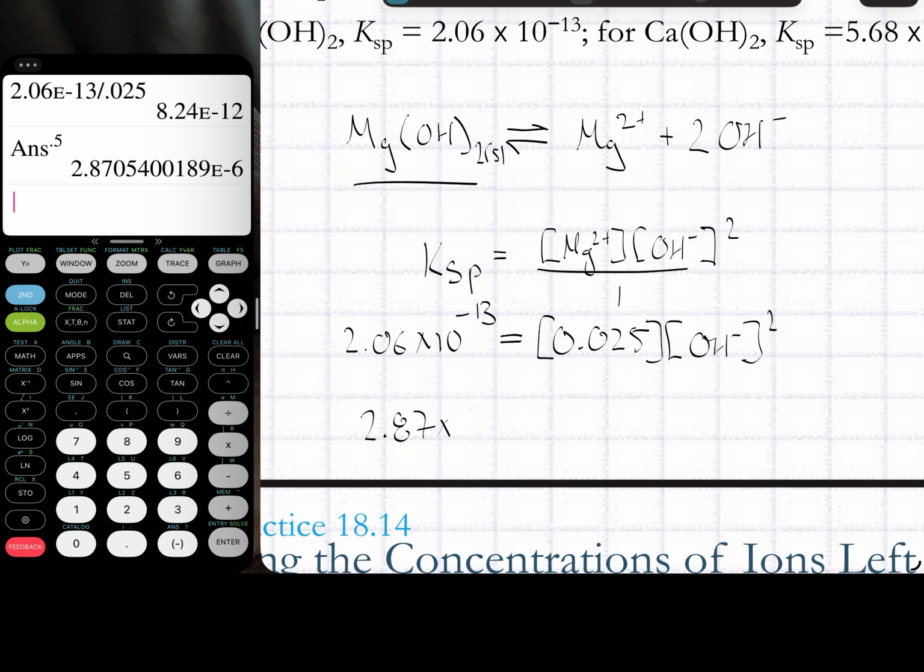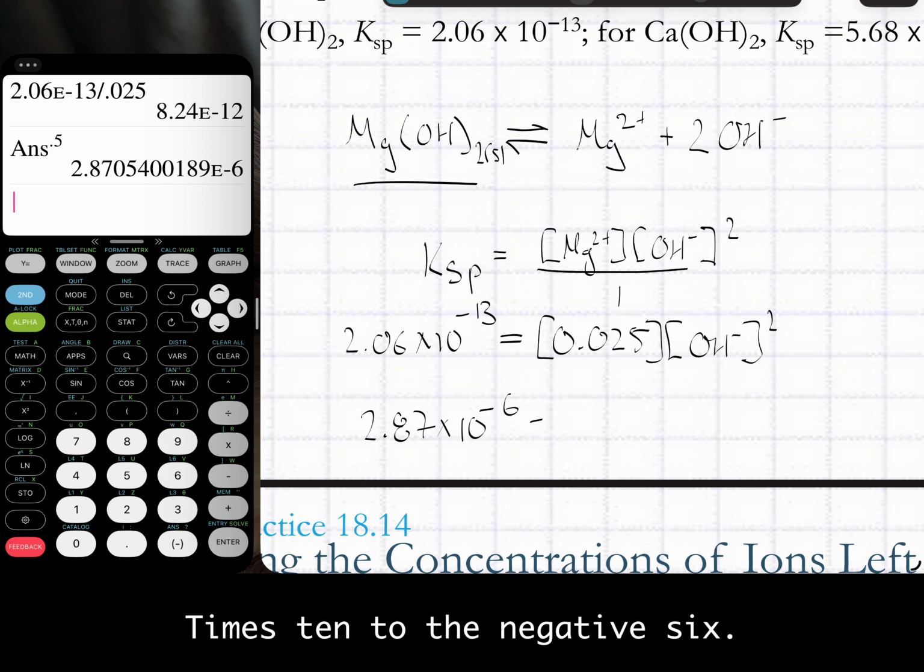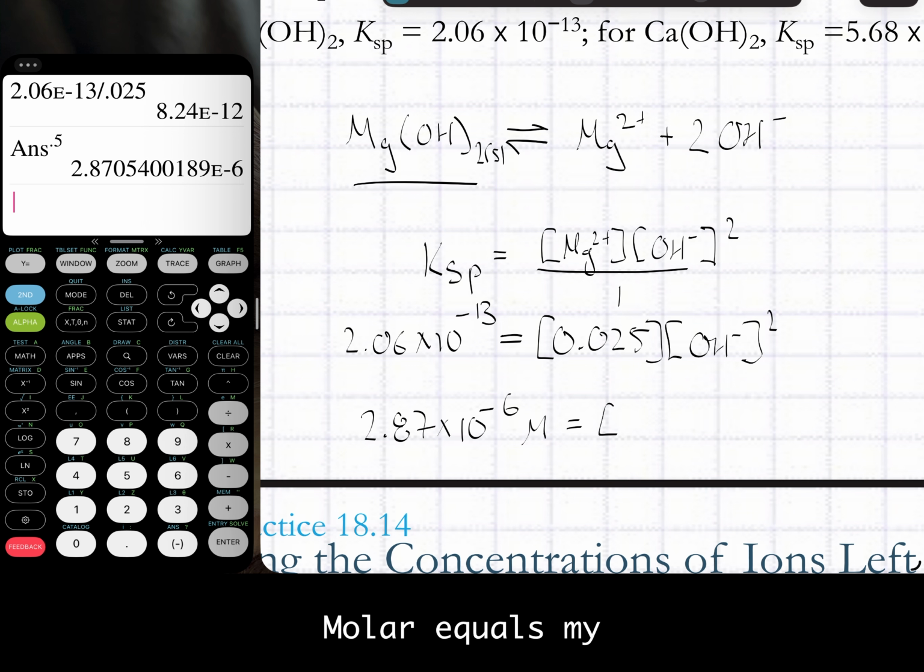So 2.06 e to the negative 13 divided by 0.025, and that raised to the 1/2. So 2.87 times 10 to the negative 6 molar equals my hydroxide concentration.